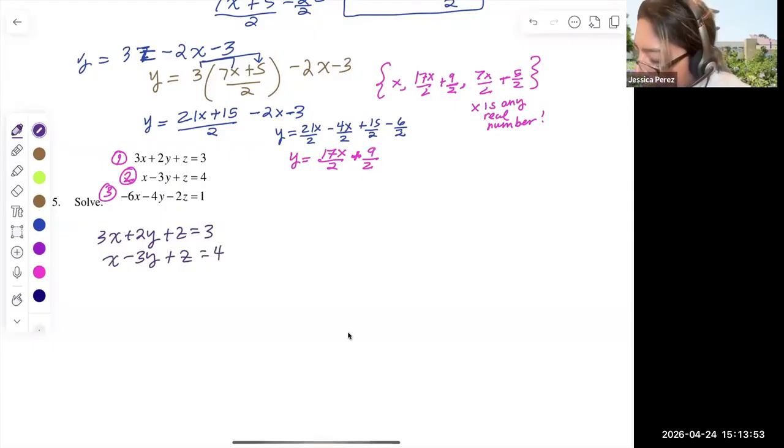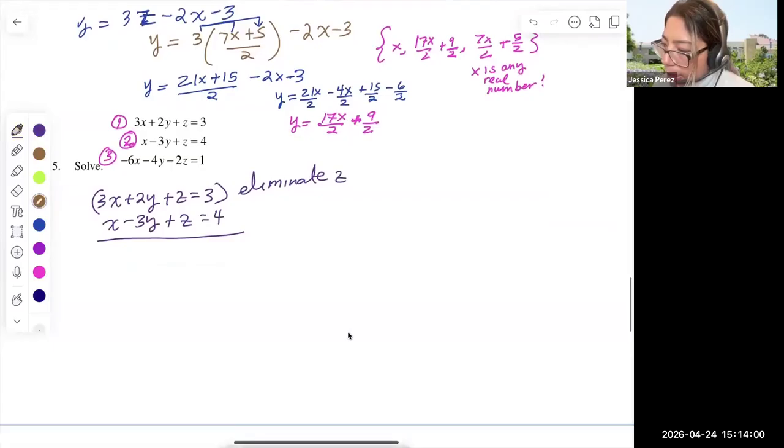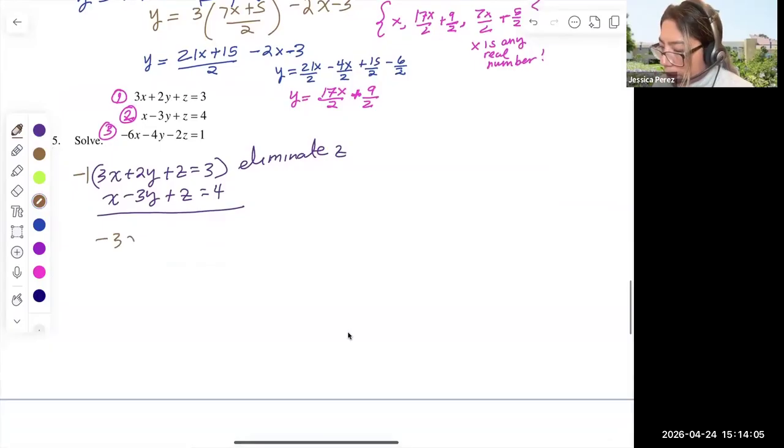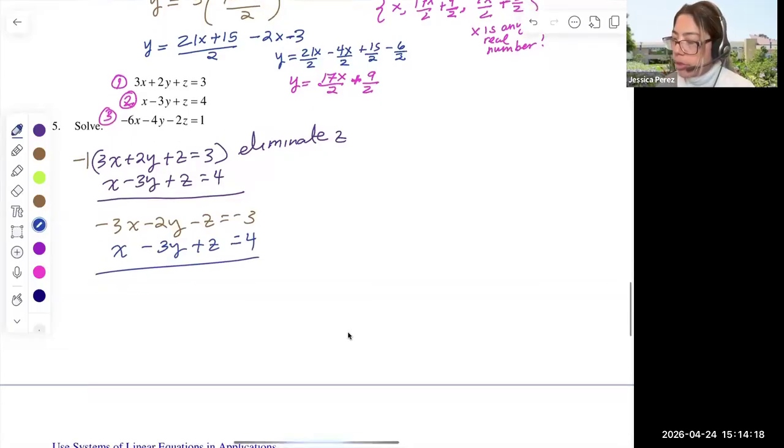Now I'm going to multiply, and I want to get rid of my z. So I want to eliminate z. So when I eliminate z, I'm going to multiply it by -1 on the top. So it's negative 3x minus 2y minus z equal -3. On the bottom, I'm going to have x minus 3y plus z equal 4. I'm going to add. So it's negative 2x minus 5y is equal to 1. So that's equation 4. And now I'm going to combine equations 1 and 3.